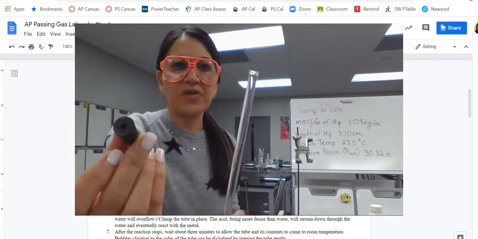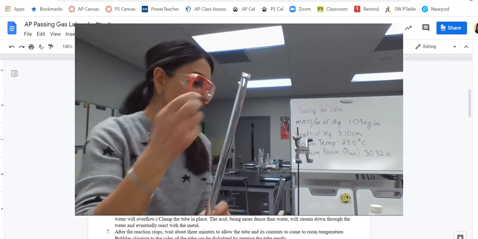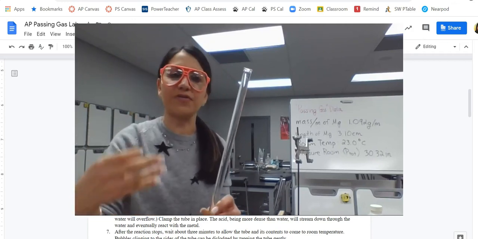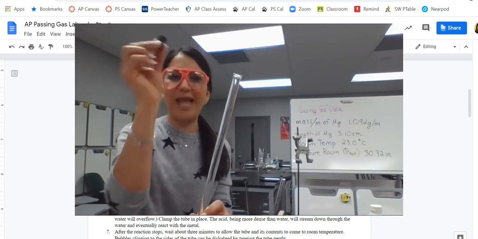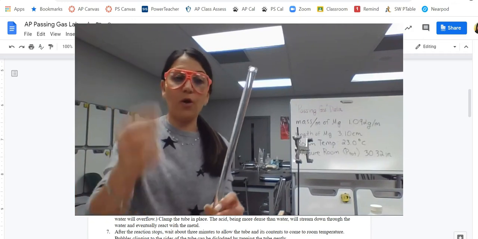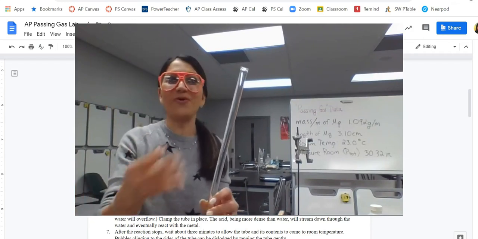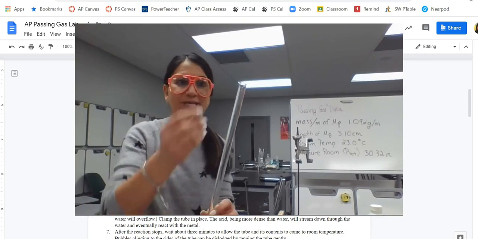The other nice thing is this has a stopper in it. If this didn't have a stopper, then when I do the reaction, the gas is going to build up so much it would actually kick the stopper out. Or the glass would explode if you had something that was held more tightly than this.